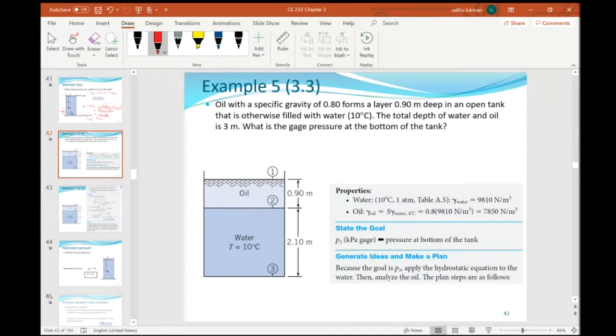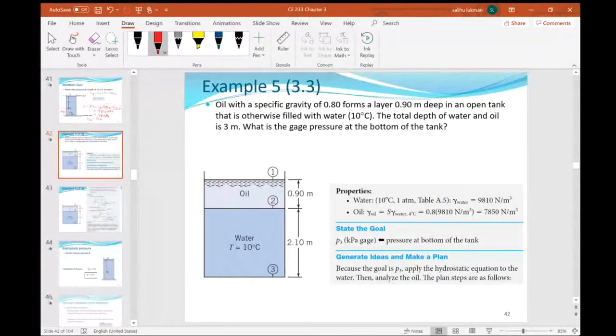Now, this is another example which says oil with a specific gravity of 0.8 forms a layer 0.9 meters deep in an open tank that is otherwise filled with water. You have water to a depth of 2.1 meters and oil to a depth of 0.9 meters. The total depth of water and oil is 3 meters, 0.9 plus 2.1.